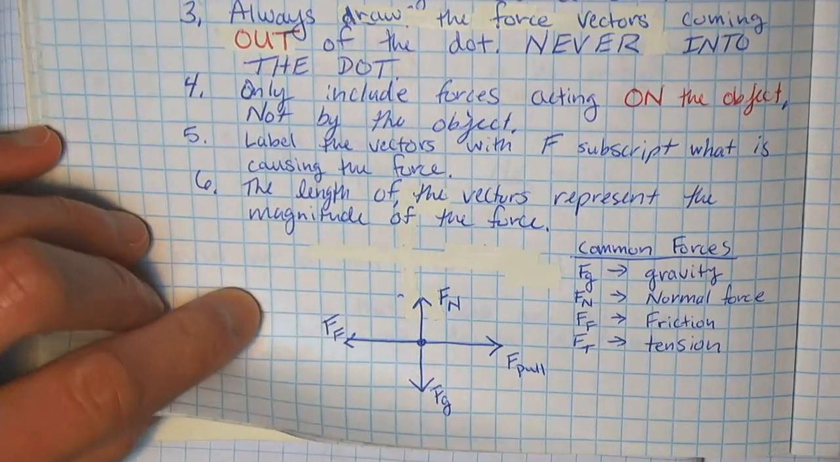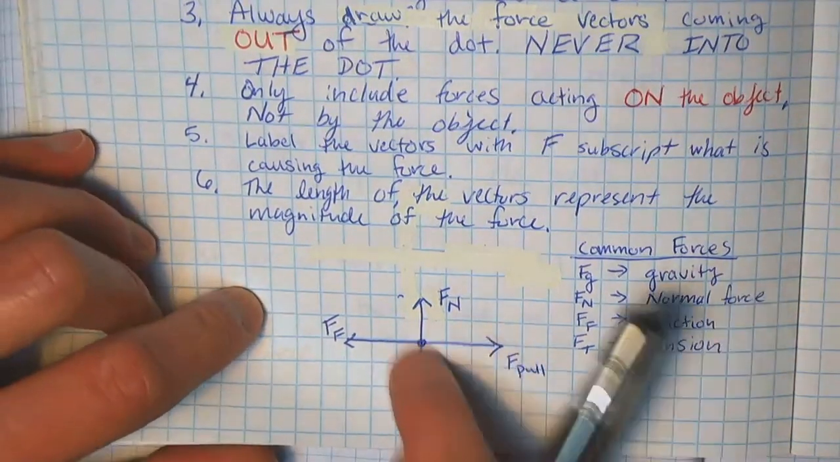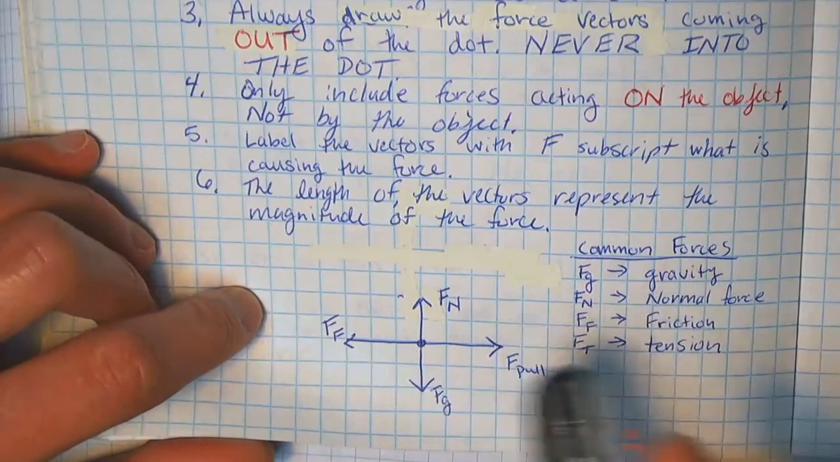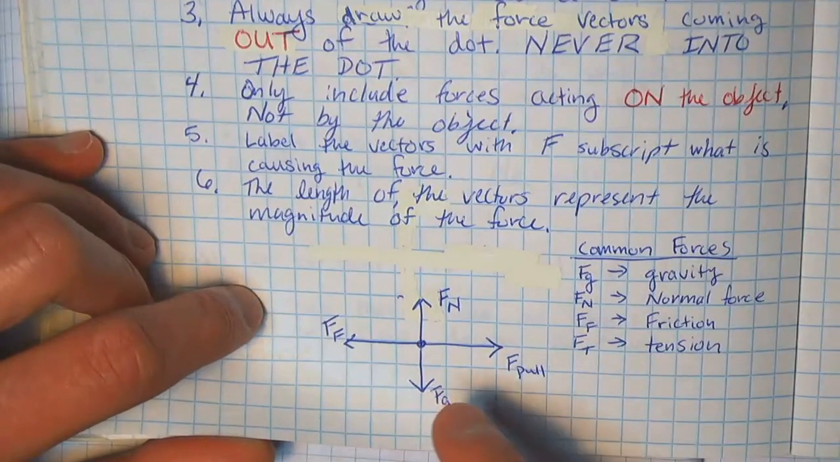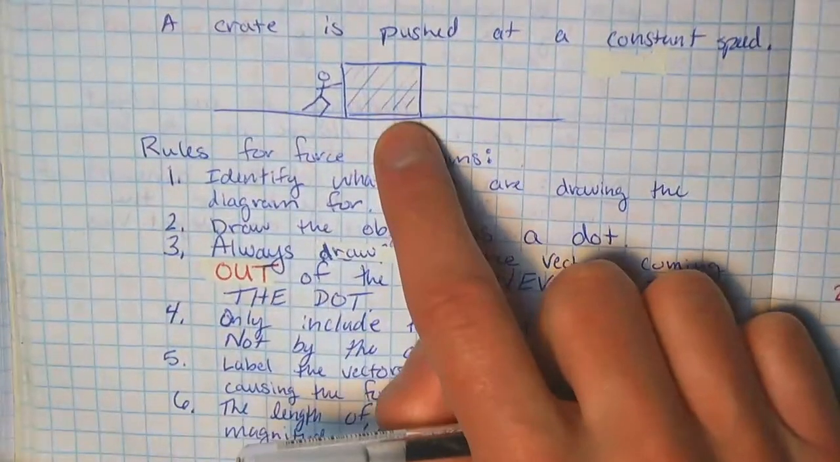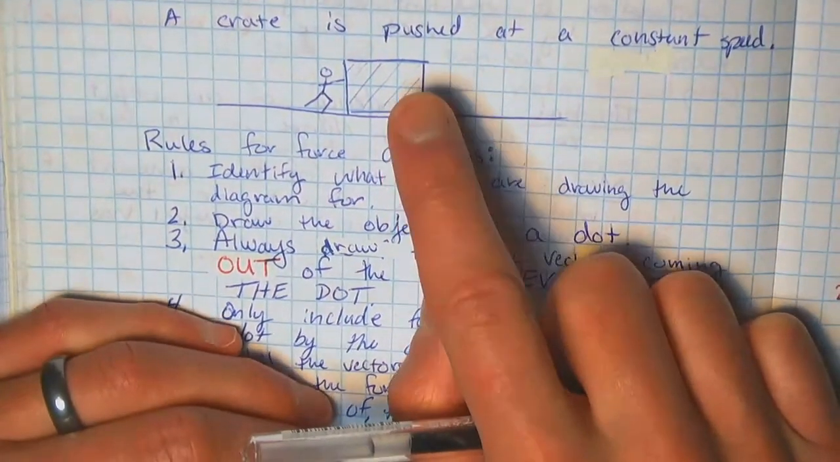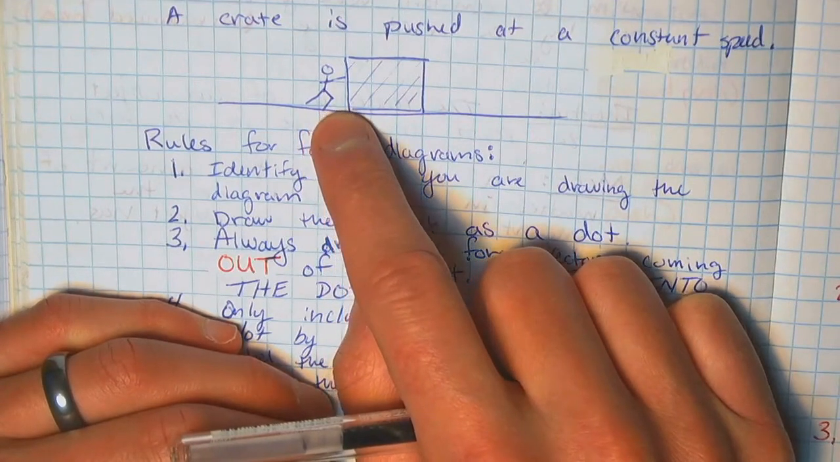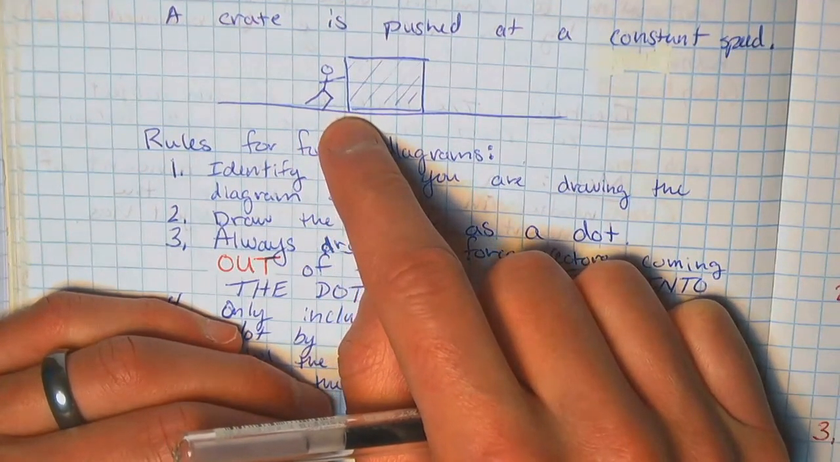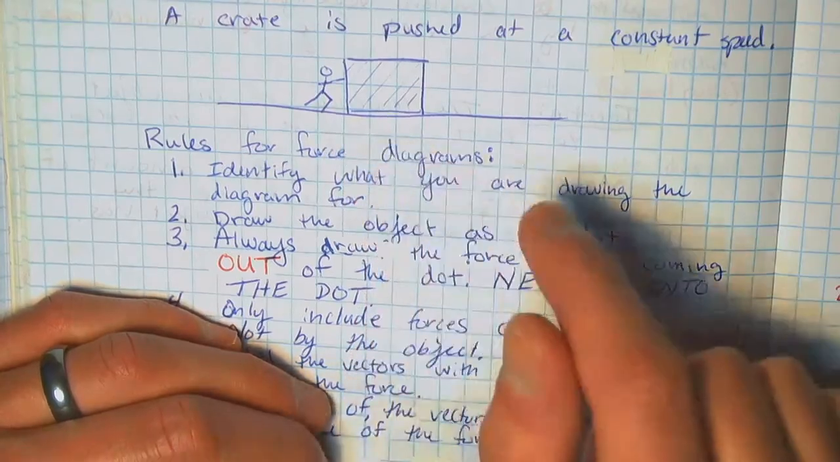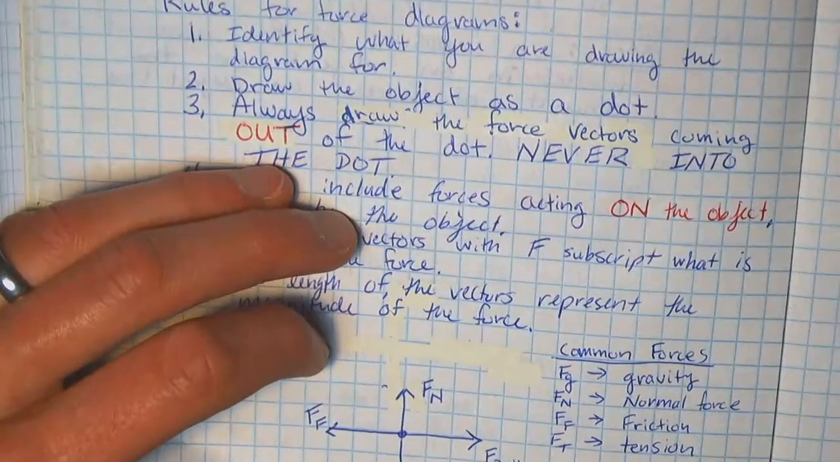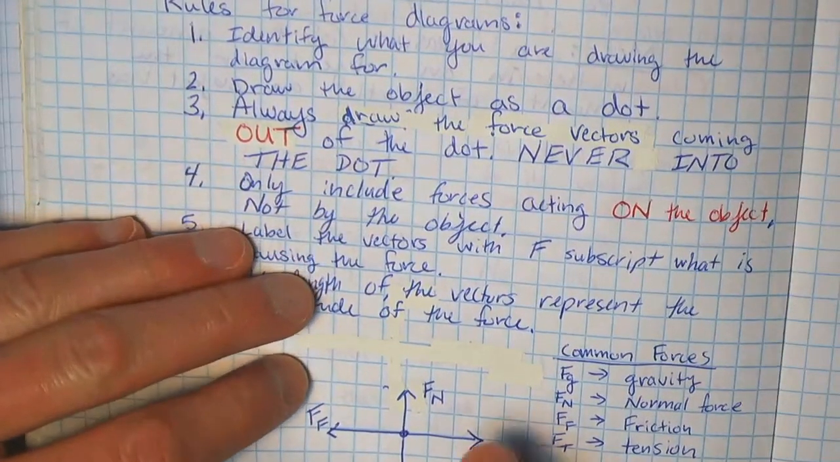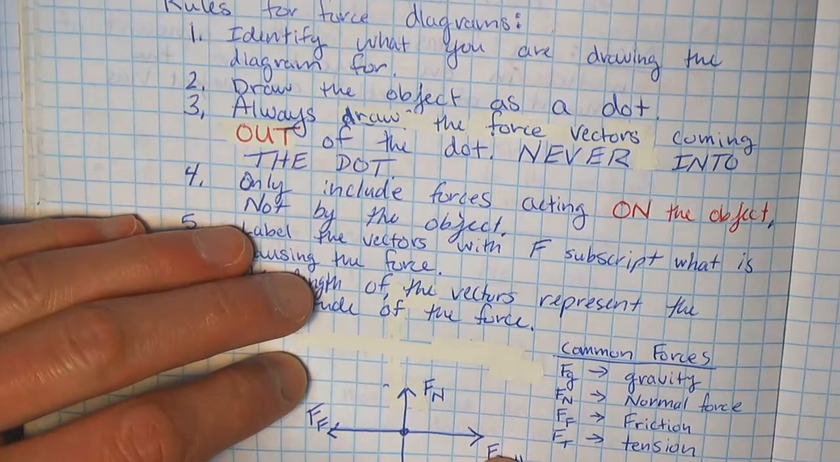Often you want to think about this as what things are touching the object. There are two things touching this crate. The first one is the ground, and the second one is you. Basically, there's only one force that can be exerted without touching something, and that is gravity. So that explains the gravity. You are touching it, so that explains the push force here.